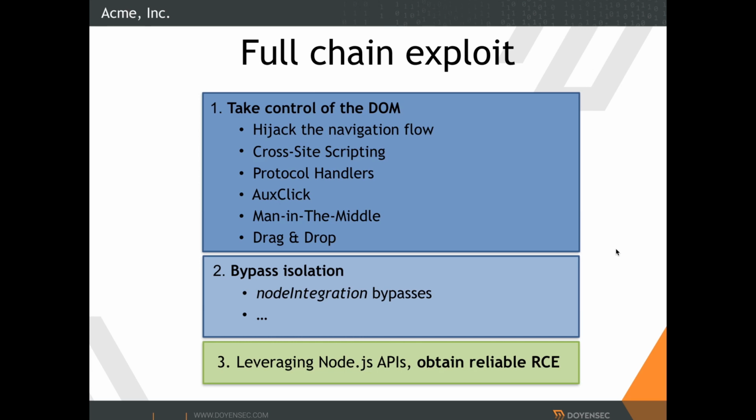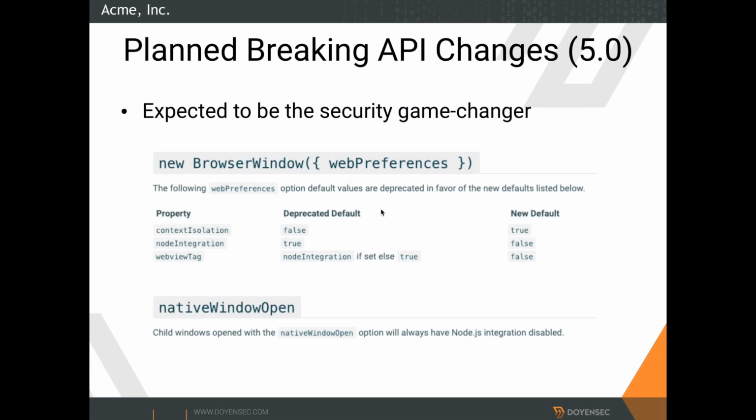So let's review what will change in Electron v5. Electron v5 is going to be the security game changer. A lot of these settings will be secure by default. So for example, node integration will be off, while context isolation, which as you know prevents prototype pollution attacks, will be on.